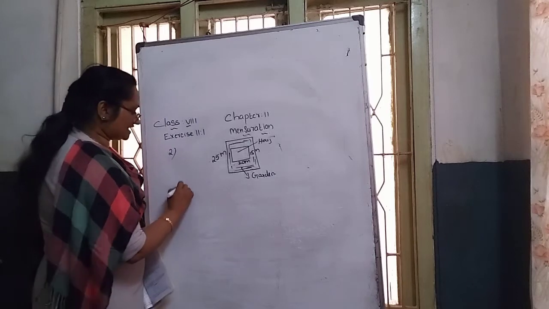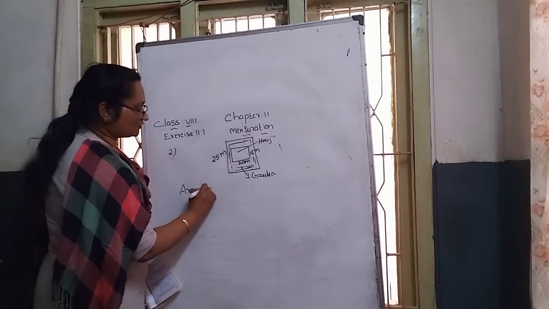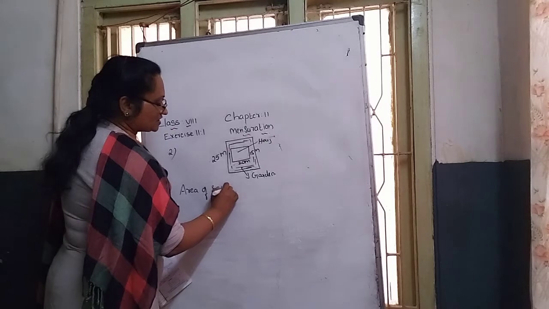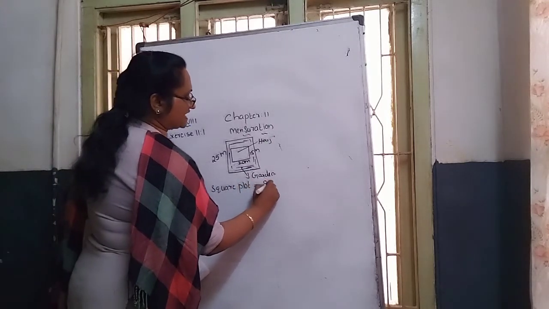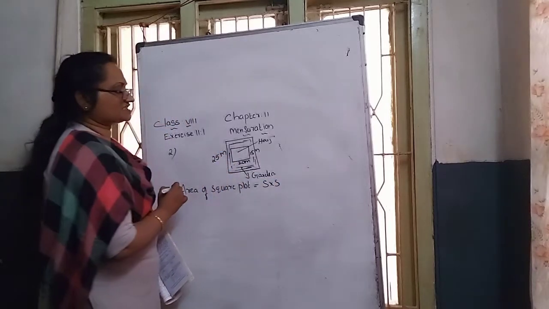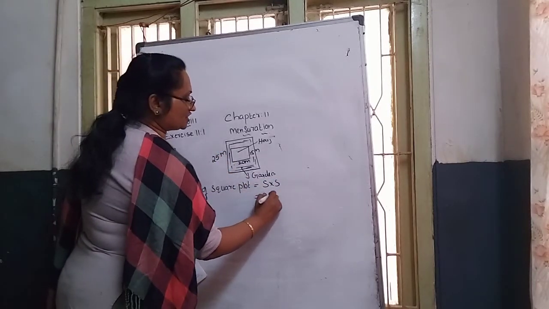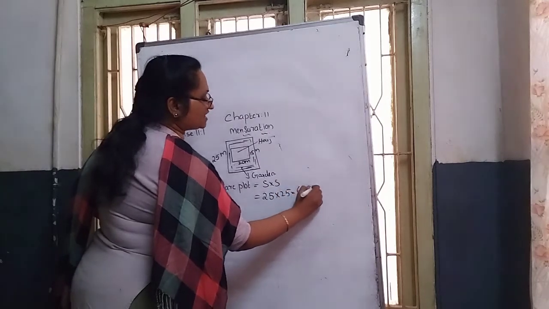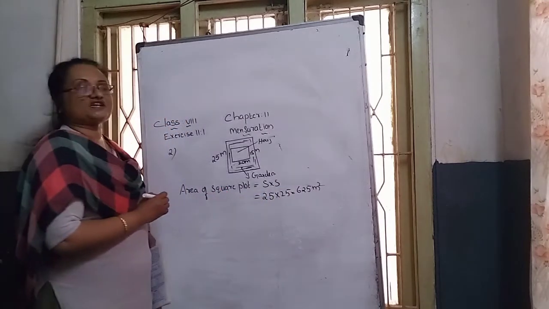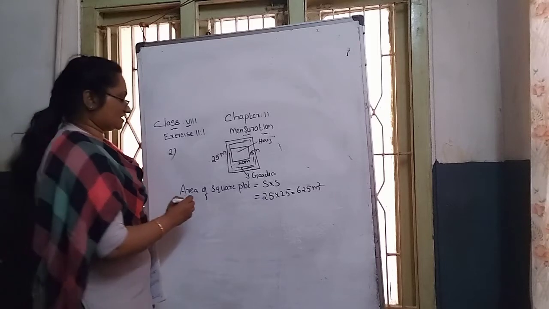So first we find the area of the square plot. The plot is in a square shape, that's why side into side. The side of that square is given as 25. So 25 into 25 becomes how much? 625. It is given in meters, that's why the area is represented as meter square.